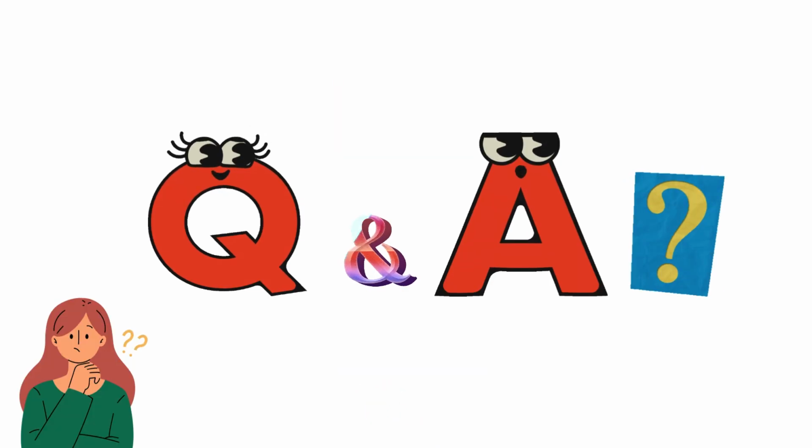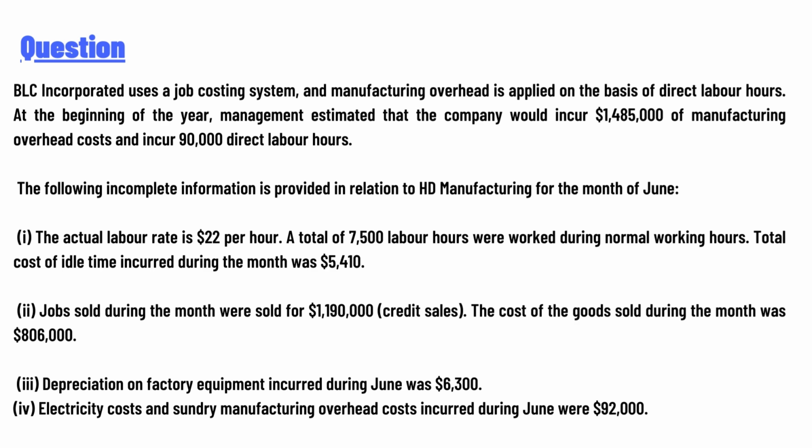So our today's question is: BLC Incorporated uses a job costing system. Manufacturing overhead is applied on the basis of direct labor hours. At the beginning of the year, management estimated that the company would incur 14,85,000 of manufacturing overhead costs and 90,000 direct labor hours. The following incomplete information is provided in relation to HD manufacturing for the month of June.